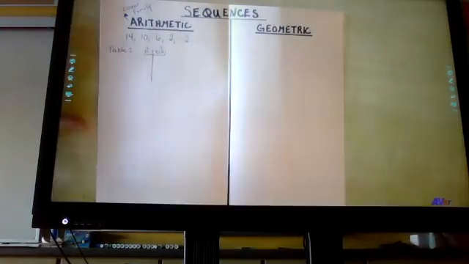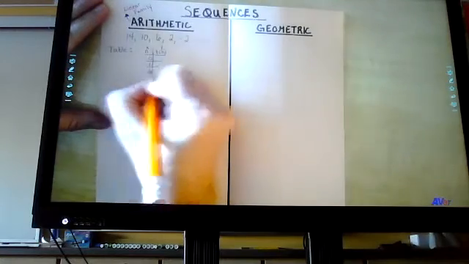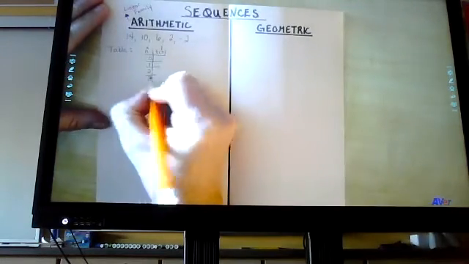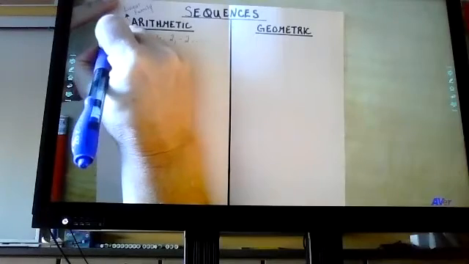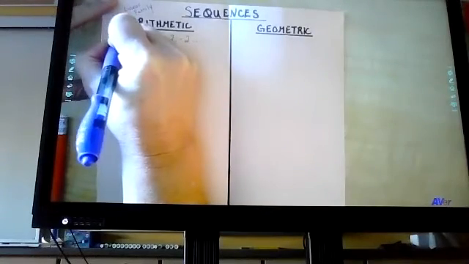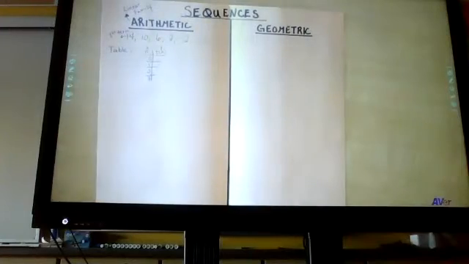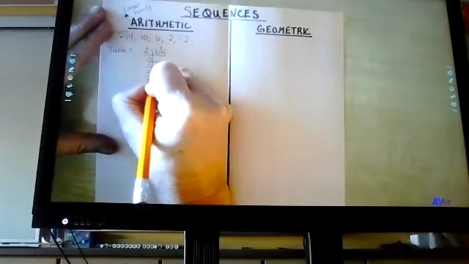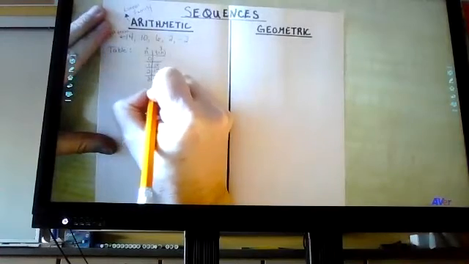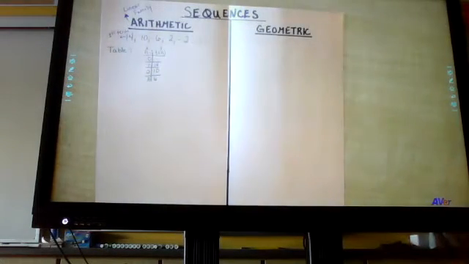Okay, let's put in some points. We know we're going to have our first point, second point, third point, and so on. Again, let's remember that this is the first term in that sequence. The first term in the sequence is 14, so I'm going to put that in my table. The second term in my sequence is 10. The third term in my sequence is 6, and so on and so forth.